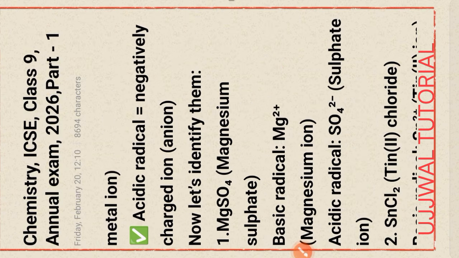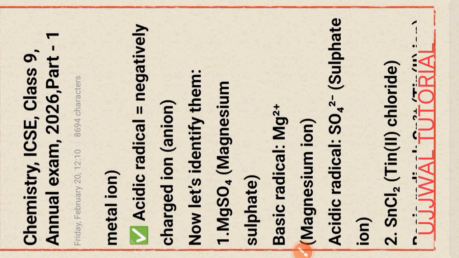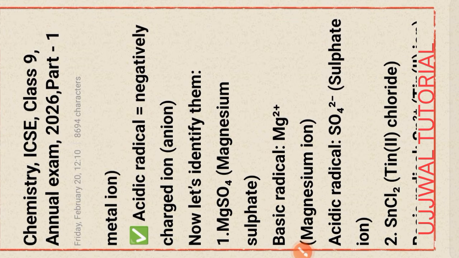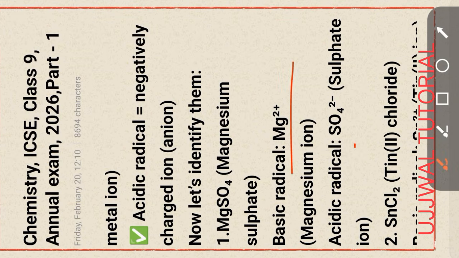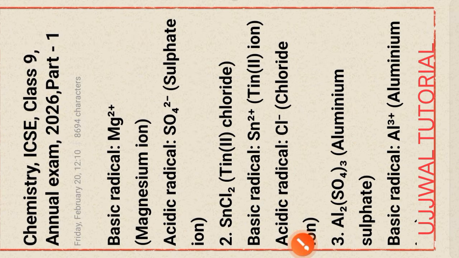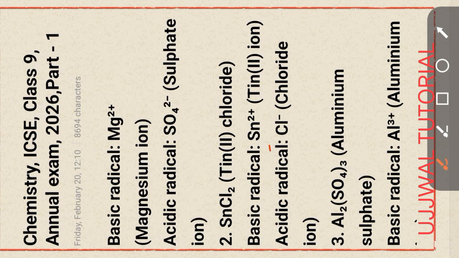Now the example, magnesium sulfate: the basic radical Mg2+ and the acid radical sulfate ion, SO4 2-. Second example, SnCl2, that is tin chloride: the basic radical Sn2+ and the acid radical Cl-, that is chloride ion.